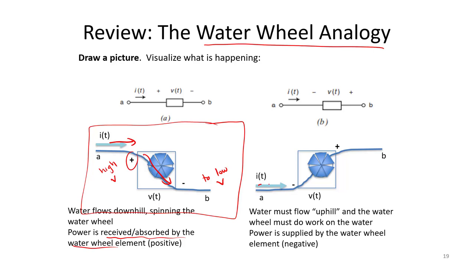Similarly, we see that if our current enters the negative terminal, the water wheel will have to push the water up to the top of the hill, and therefore the water wheel would have to supply power. So, if needed, use pictures to help you visualize what's happening.